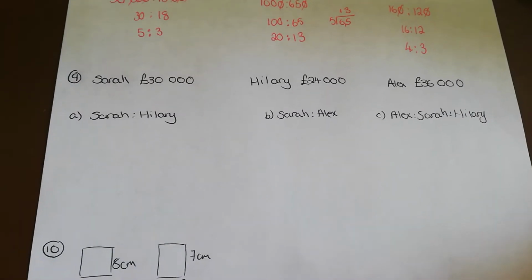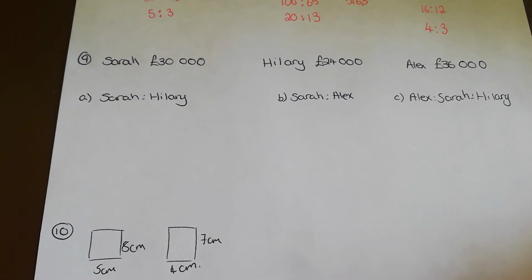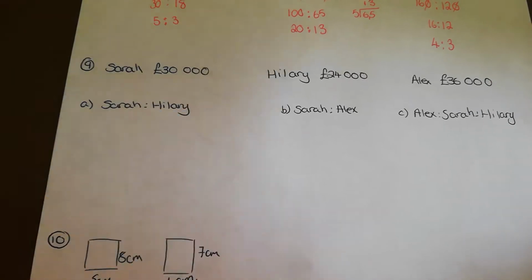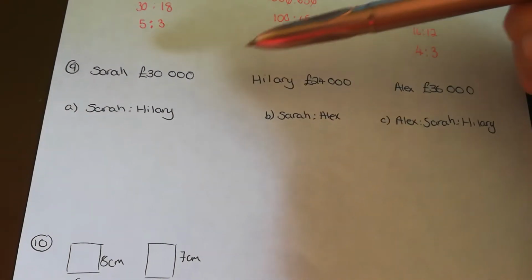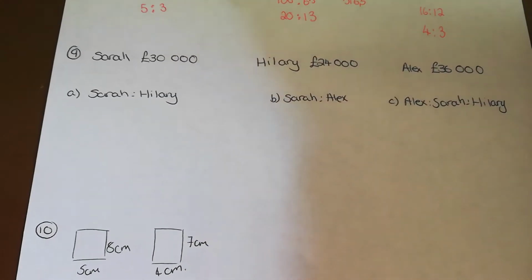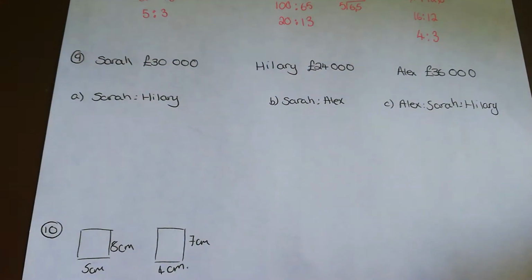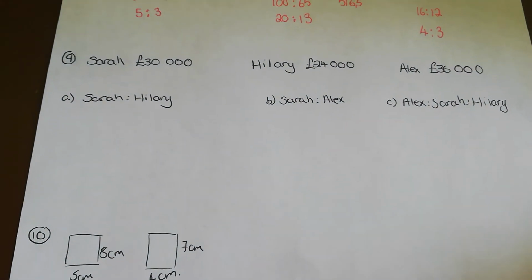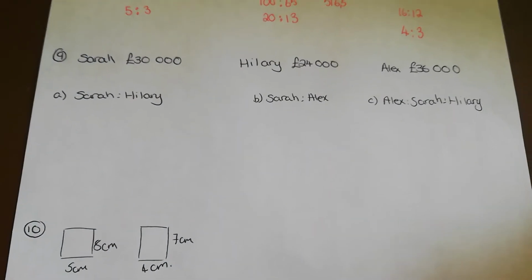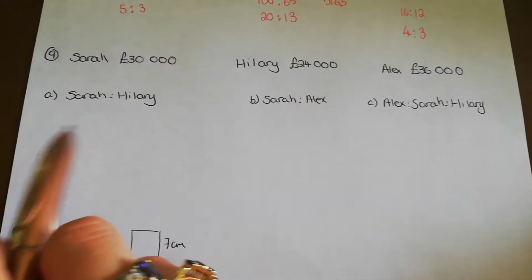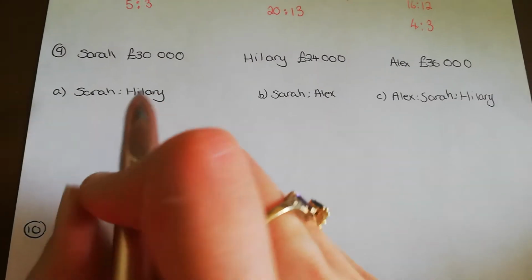Okay, so the final questions that we're going to look at are questions 9 and 10. Now, in question 9, we were given three people's salaries. So we were told that Sarah earned £30,000, Hilary earned £24,000, and Alex earned £36,000. We were asked to write them in the given ratios and simplify them. So the first one is Sarah to Hilary.